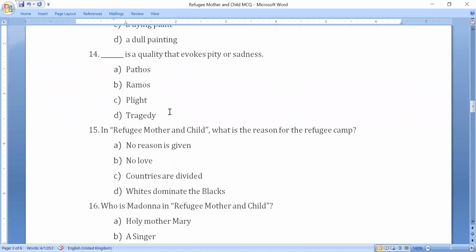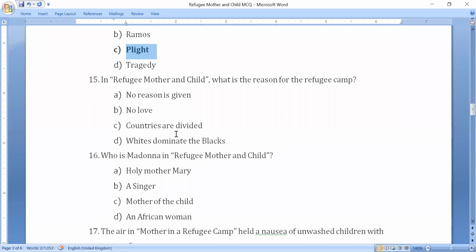Blank is a quality that evokes pity or sadness. Which is the quality? Is it pathos, remorse, plight, or strategy? It is generally plight that evokes pity and sadness.